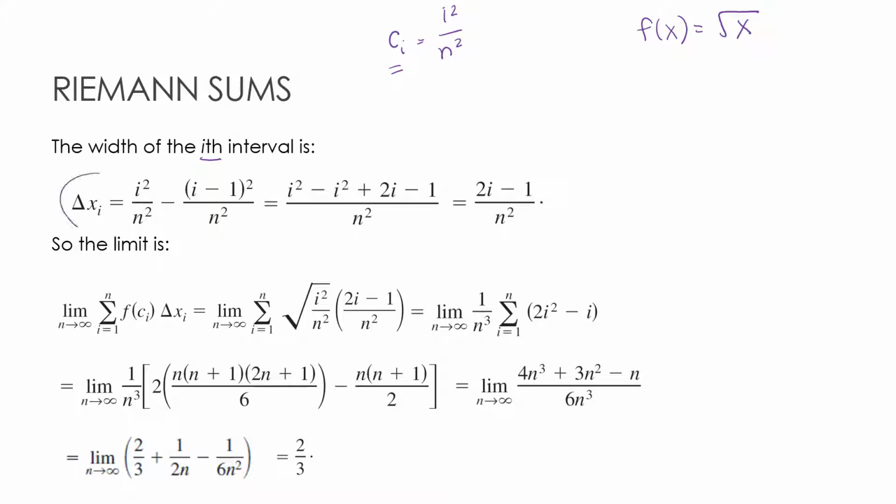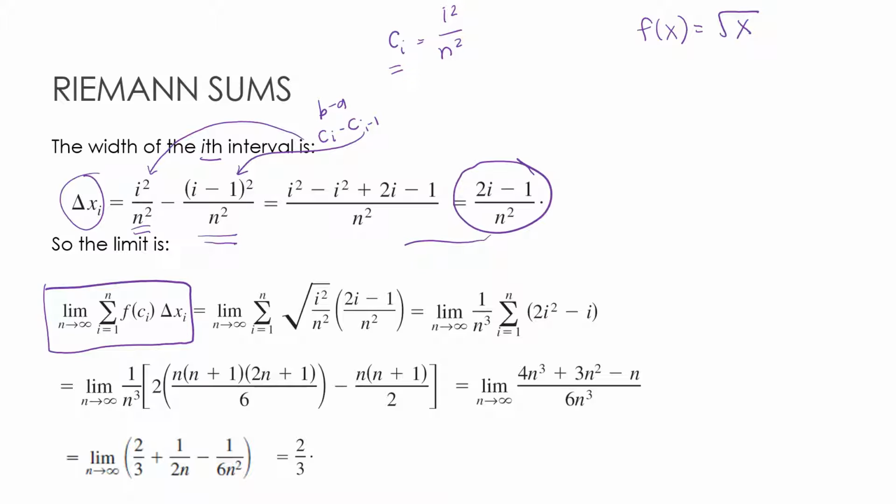The first thing I want to do is find delta x, so I want to find some position minus the position before it. Just like before I always did b minus a, this time I'm not taking the endpoints of the whole region, I'm taking the endpoints of an interval. So I'm taking c of i minus c of i minus 1, subtracting them to find the distance between them, which turns out to be 2i minus 1 over n squared. So that's delta x, and notice this is the same function I used before.